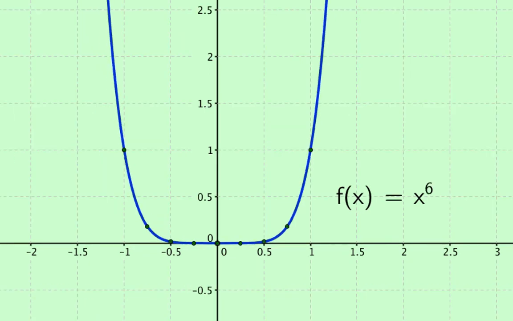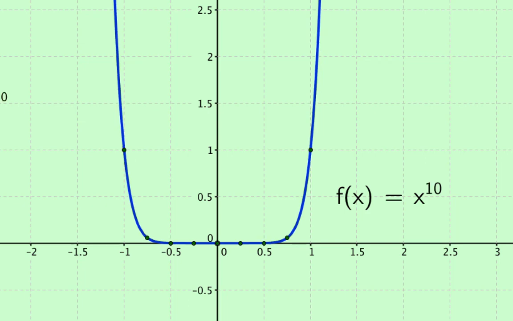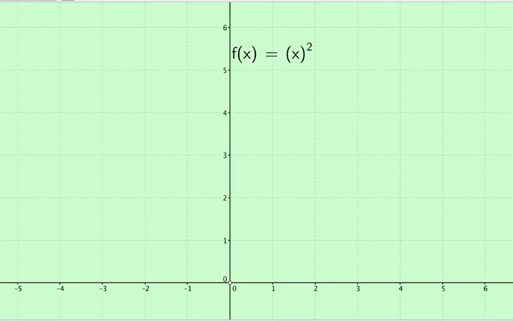Let's now look at x to the power 6. You see it's become even flatter close to the origin, and x to the 8 now is yet flatter, x to the power 10, and we could keep going on this.